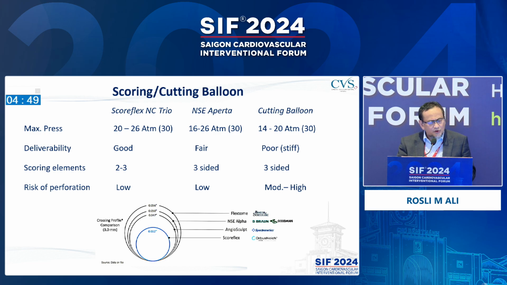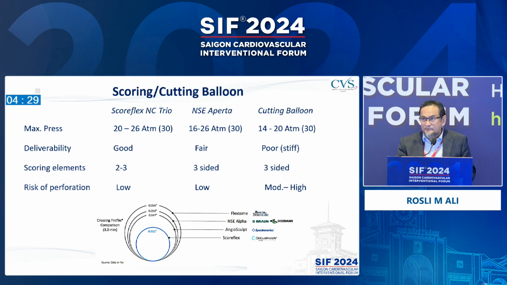There are 3 types of scoring balloon that we currently have. We have the Scoreflex Neo NC30, which is a new balloon, with 2 elements plus the wire. It has 3 scoring elements. This one can go to 26 atmospheres, and I don't know why. The technology is now good. I don't know what they do to improve it. It doesn't grip onto the wire, so no problems. You can always take it out.